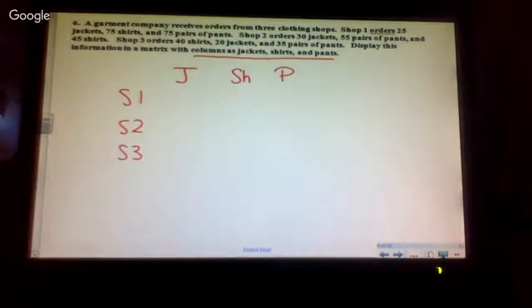Okay, what number goes here at 1, 1? Shop 1, jacket. 25. Would you want to do the row or the column? Let's do the row. Shop 1, shirts. 75. Shop 1, pants. 75.